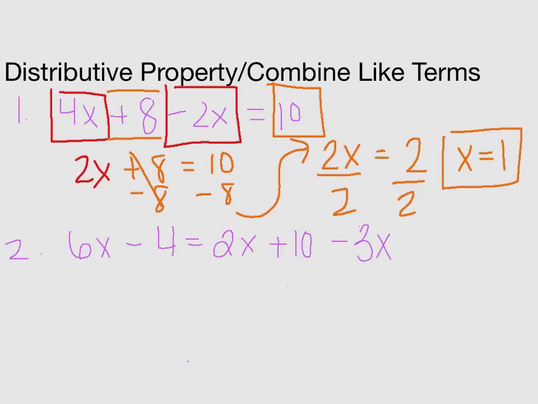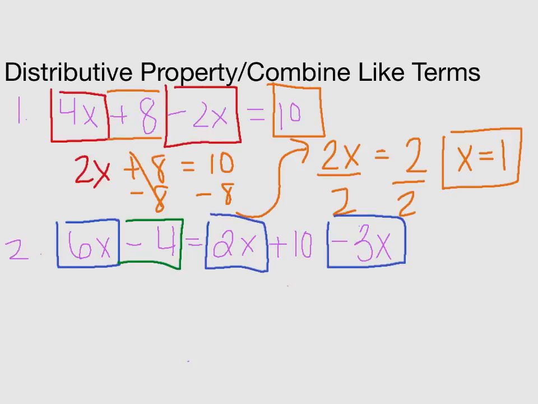Looking at number 2, I'm going to take the same exact steps. I'm going to first box in my like terms. I have a 6, a 2x, and a minus 3x. My other like terms are going to be my minus 4 and my positive 10. I notice that I have 3 blues. I have one on the right and one on the left and 2 on the right. So let's go ahead and work with my 2 on the right. I have 2x minus 3, which is going to be negative 1x.